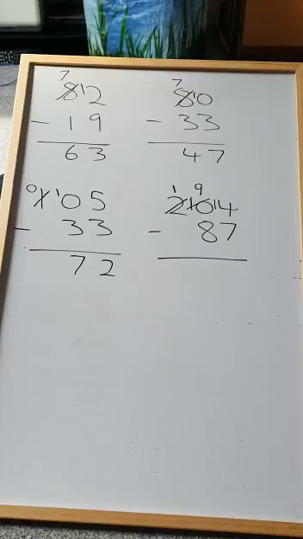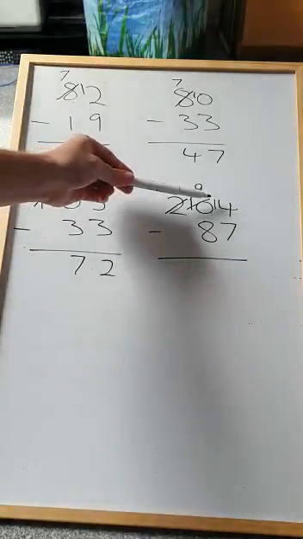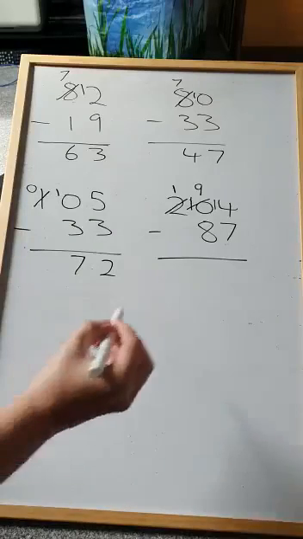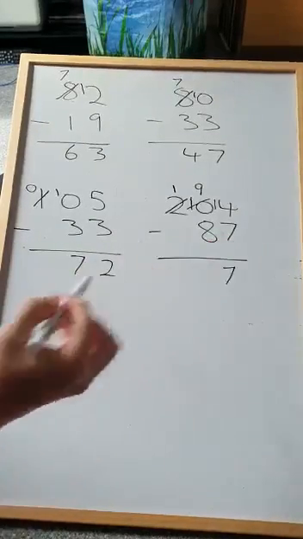I just break it down little bit by little bit. So now we've got some new sums going on. We've now got in our ones column 14 take away 7. 14 take away 7 is 7.